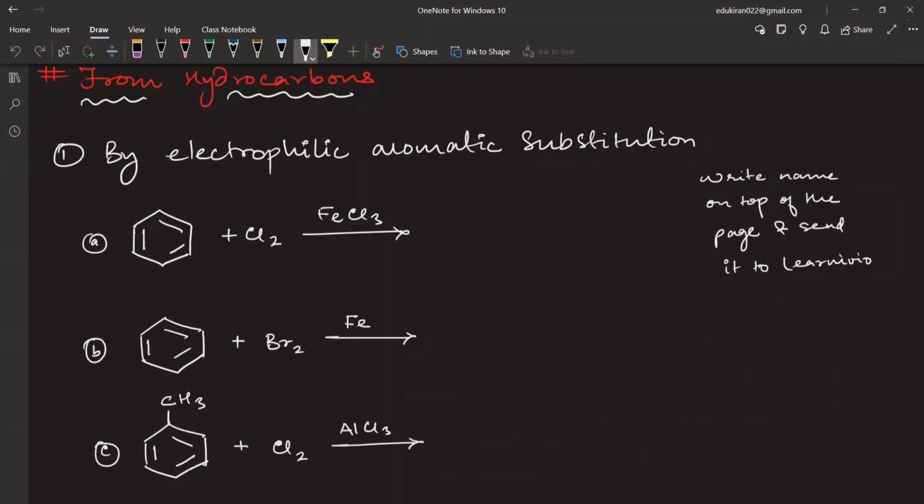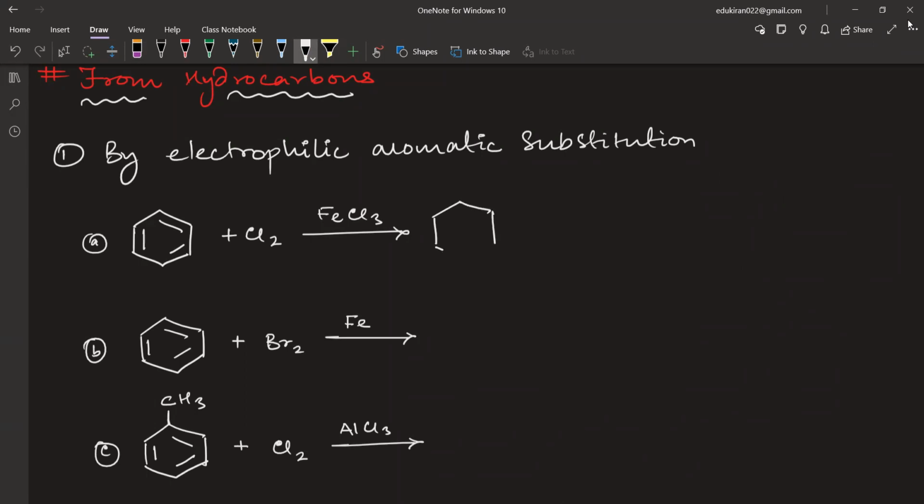So now let me write the answer. It's too much of time. So for the first one, I hope all of you will make sense if I write a benzene ring and halogenation of benzene. Halogenation of benzene, you will get one product, that is chlorine here. That means one of the carbons will be having chlorine.